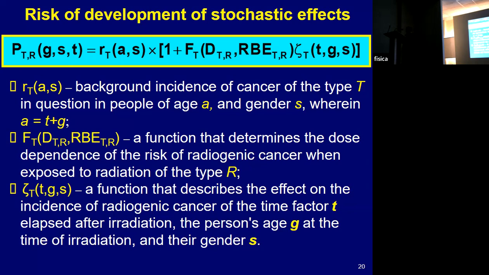of developing stochastic effects during irradiation. The time factor plays a very important role in the development of radiogenic cancer. For example, the presence of a latent period for cancer development makes it almost impossible that radiogenic cancer will be diagnosed during a period of time after exposure that is noticeably shorter than the duration of the latent period.